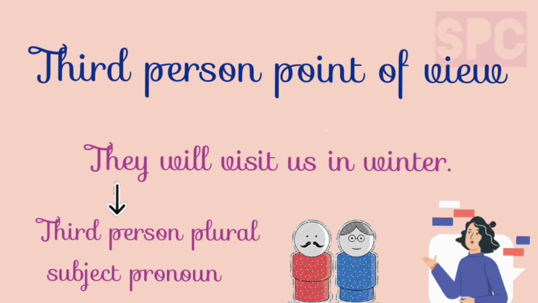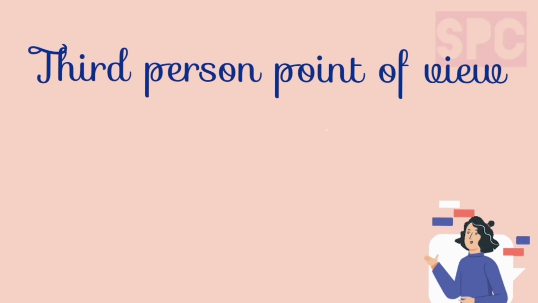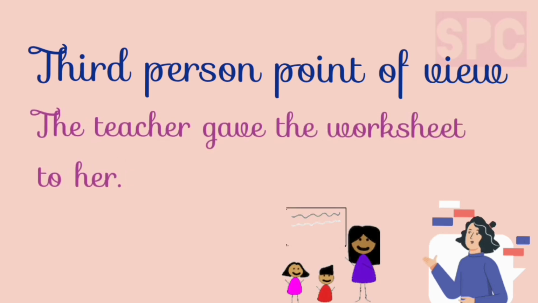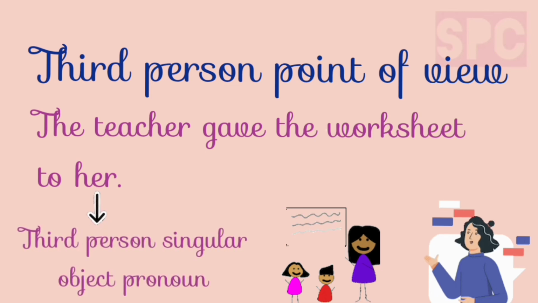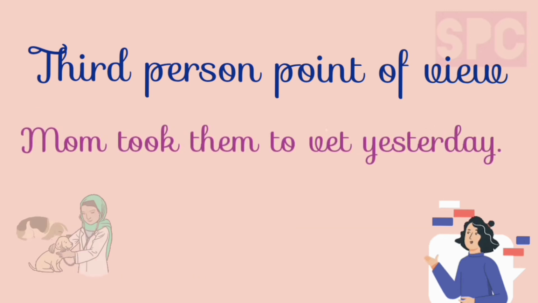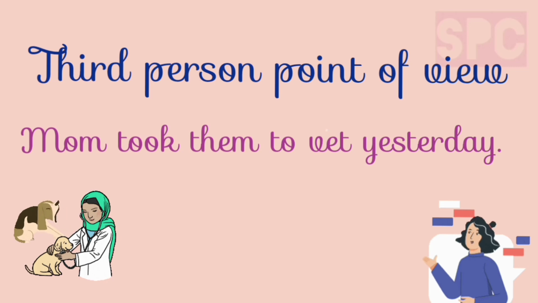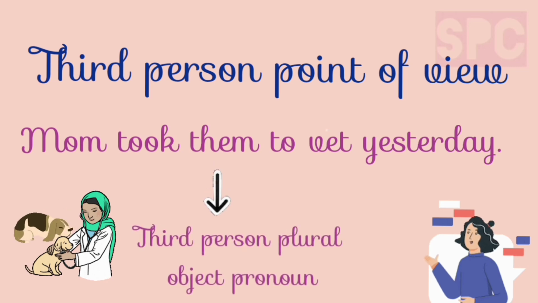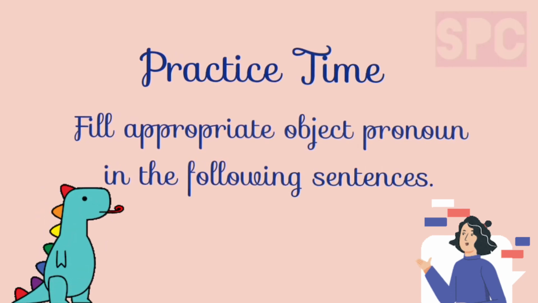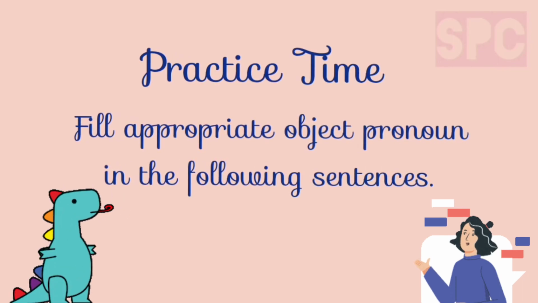Let's understand third person object pronouns. The teacher gave the worksheet to her. In this sentence, her is a third person singular object pronoun as it appears after the verb gave. Mom took them to vet yesterday. In this sentence, them is the third person plural object pronoun as it appears after the verb took in the sentence. Practice time. Fill appropriate object pronoun in the following sentences.